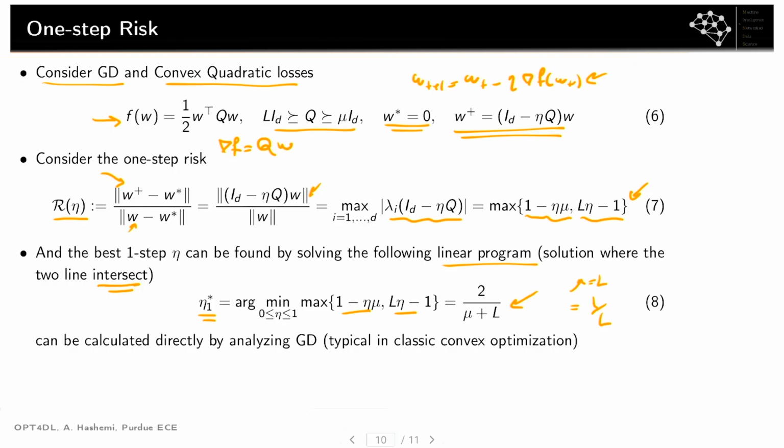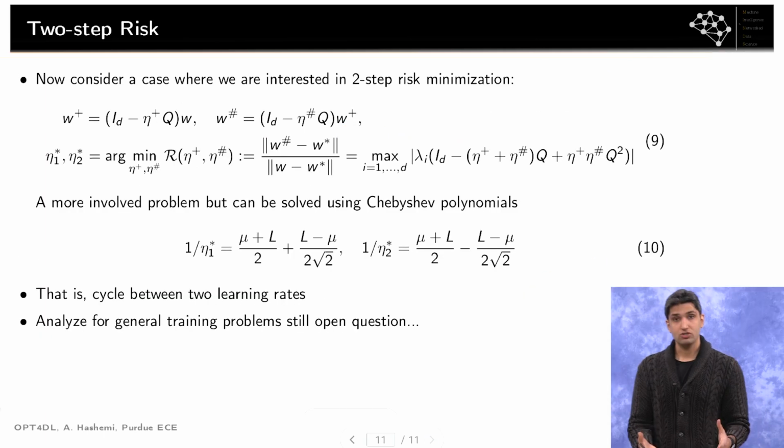This is exactly the learning rate we derived for gradient descent early on in the course. The point is that this learning rate can actually be directly calculated by analyzing how gradient descent performs on strongly convex and L-smooth functions, but we derived it from a different perspective: minimizing the one-step risk. Therefore, the learning rate that minimizes the one-step risk is exactly the best constant step size that we can derive in classical convex optimization literature.